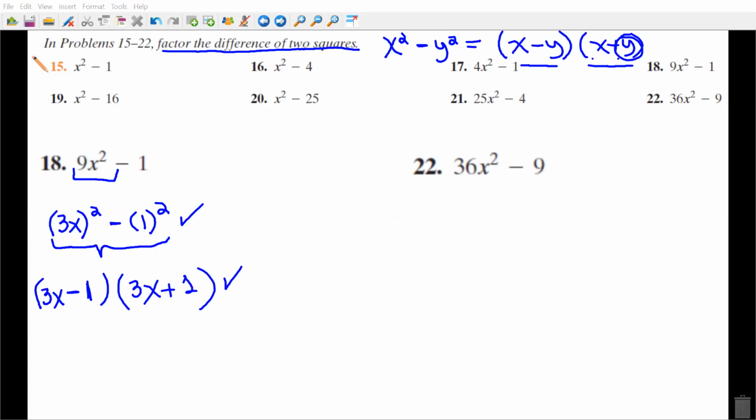In exercise number 22, when you factor the difference of two squares, the answer is going to be 6x minus 3 times 6x plus 3. Any questions? No. No, but... Guys, any questions? No. Teacher, yes.